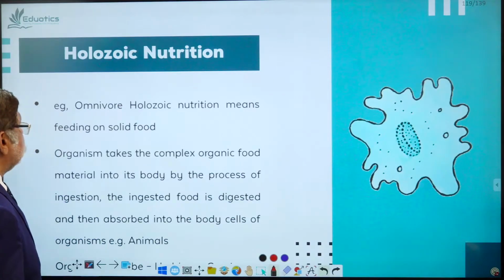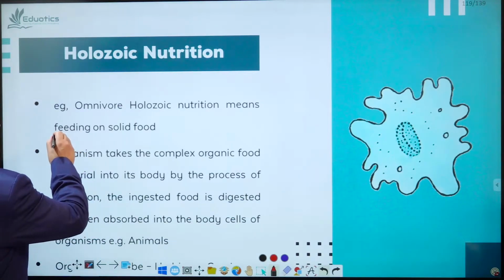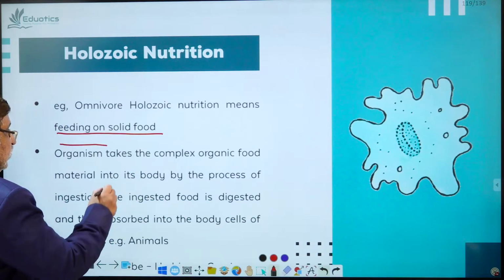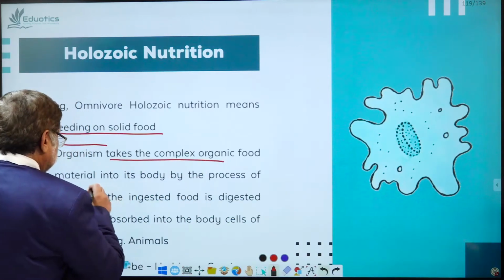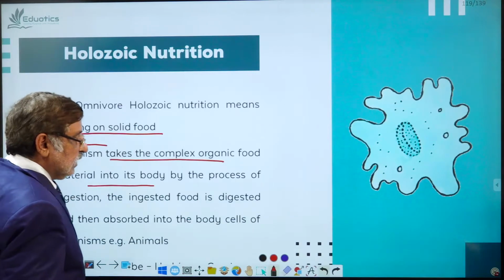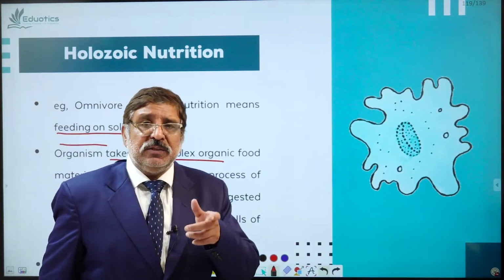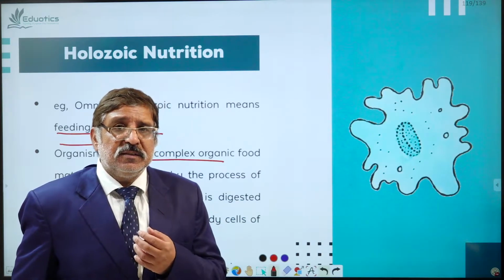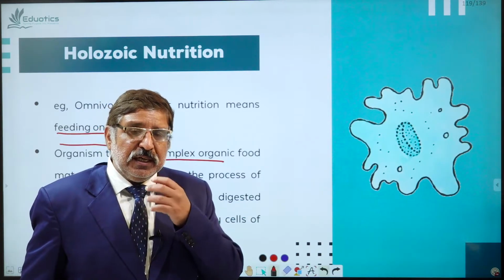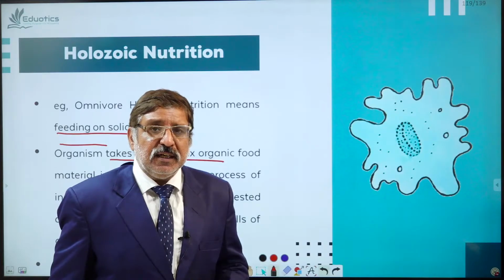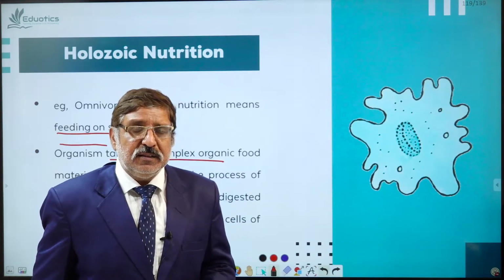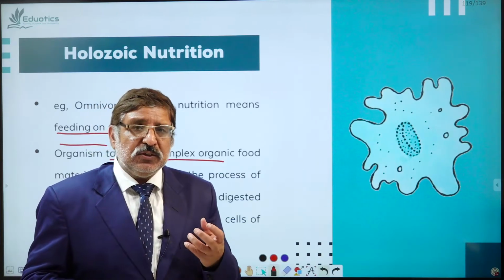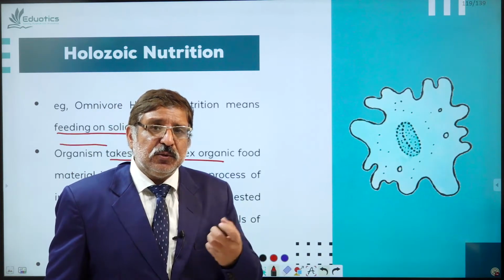Then we have holozoans, meaning feeding on solid food particles. They take complex organic food and convert it into simple molecules by digestion. For example, human beings. We take in food and digest it in our alimentary canal and finally absorb it. Same as amoeba, it engulfs the food. In the food vacuole, intracellular digestion occurs. It is also holozoan.